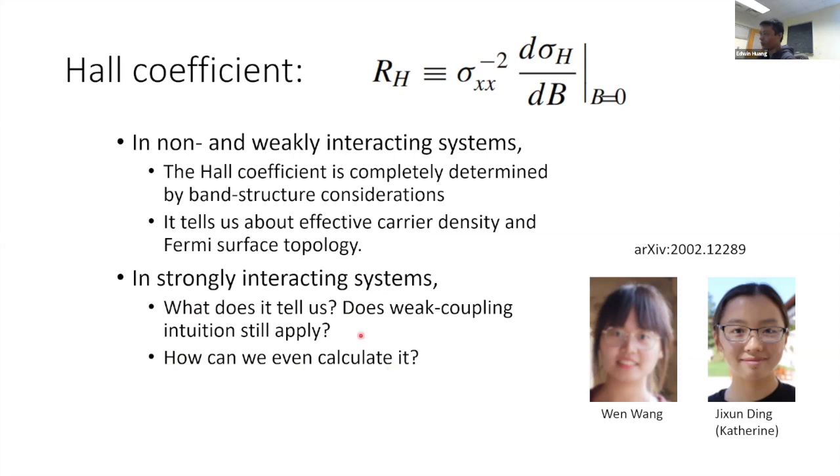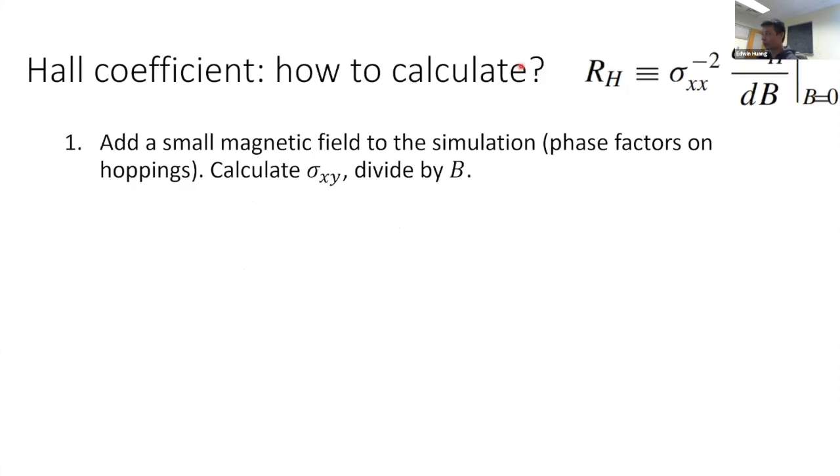The first part of my talk was simply about sigma xx, and we saw how many manipulations we had during this analytic continuation procedure to get this. Here we're looking at a combination of 2 things. So what do we do? Well, the first idea you might have is that you can just add on a small magnetic field to the simulation. You get some phase factors on the hoppings, and then you calculate sigma xy by some analytic continuation procedure again, and then divide out the magnetic field.